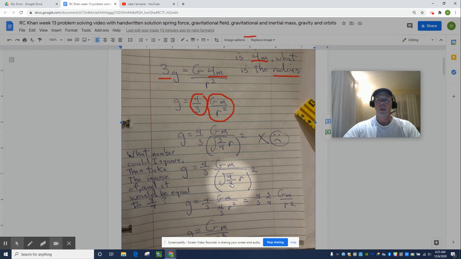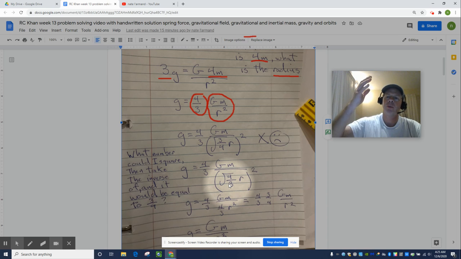Well, the square root of 4 divided by 3 is 2 divided by root 3, which is about 1.15. So if this planet were 4 times as massive, but 15% bigger in radius, you would have 3 times the free fall acceleration, 3 times the field strength, 3 times the force on 1 kilogram of mass.